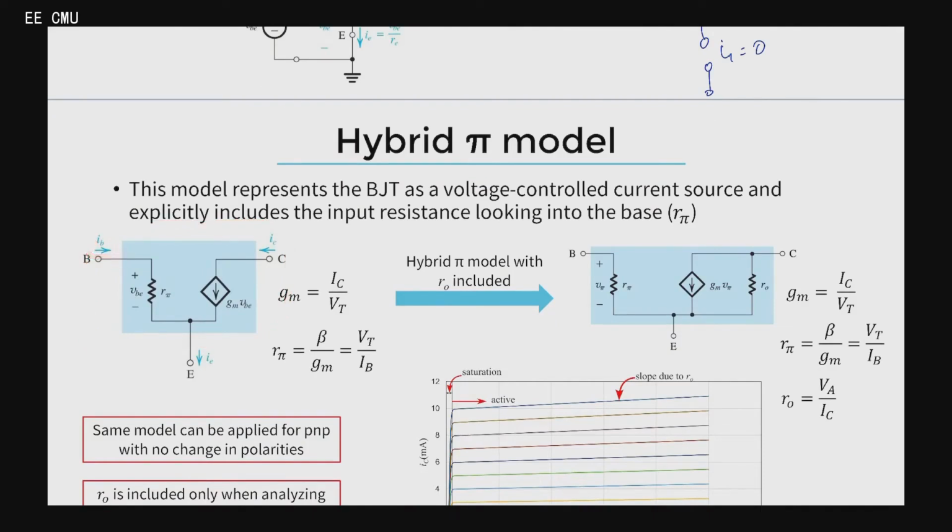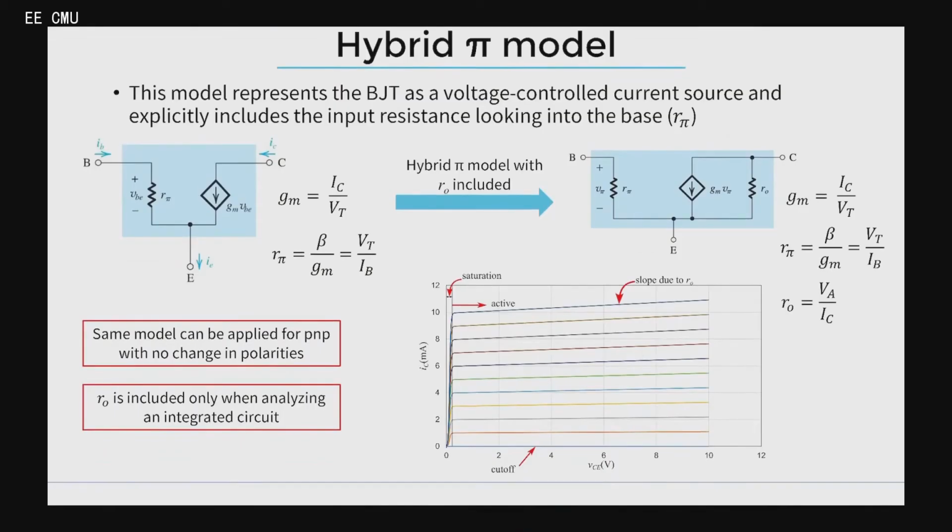Earlier we said that looking into the base terminal with the emitter connected to ground, we see RPI, right? And the current IC depends on the voltage VBE, which is the voltage across this RPI itself. So this is what we call the hybrid pi model. For the hybrid pi model, if it's a PNP transistor, you can use the same model as well, connected in this circuit configuration.